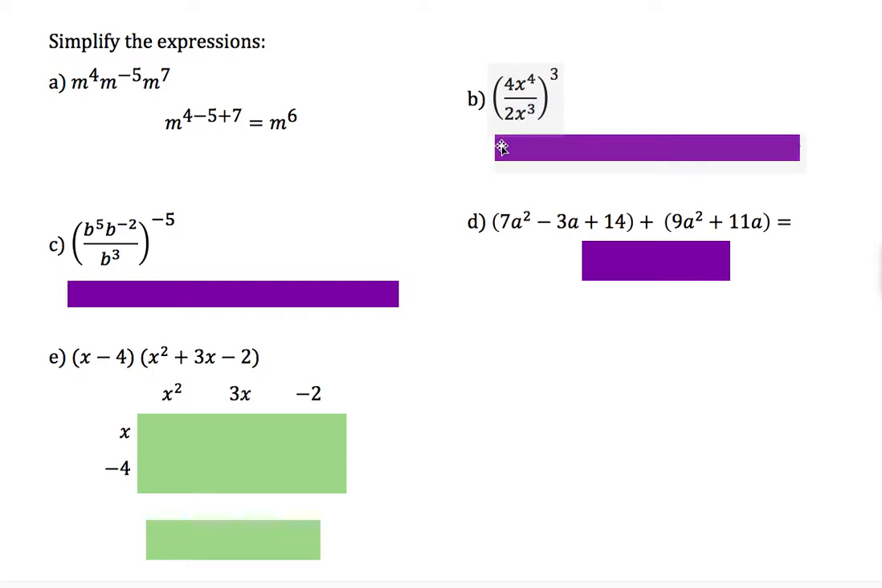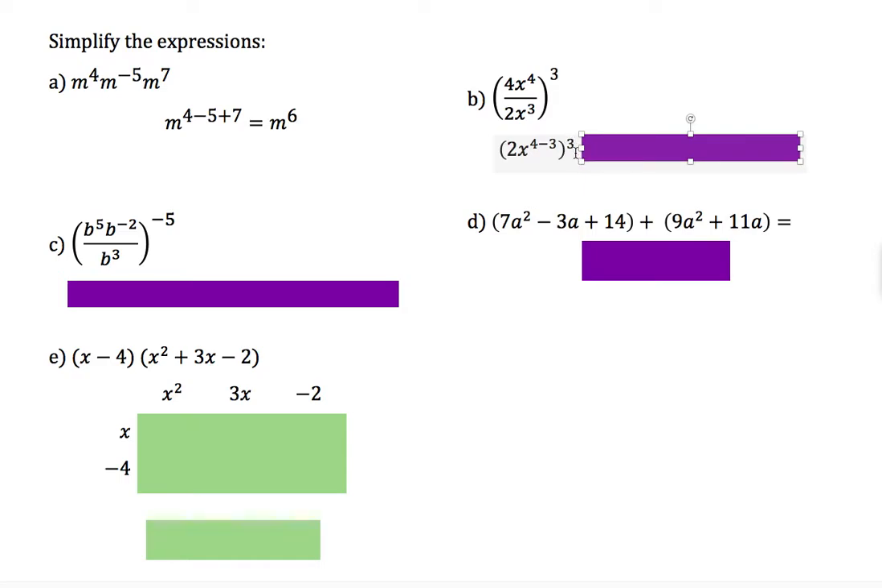Over here, we have to simplify what's in the parentheses first before we take care of what's outside of the parentheses. So we're going to do the 4 divided by 2, and that will just give us a 2. And then when we are dividing like this, and we have the same bases, we are going to subtract the exponents. So it'd be x raised to the 4 minus 1 power, or excuse me, 4 minus 3 power, and then raised to the 3rd power.